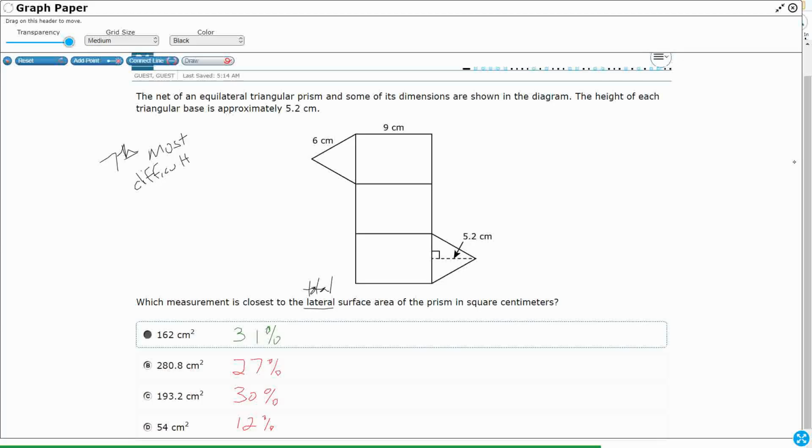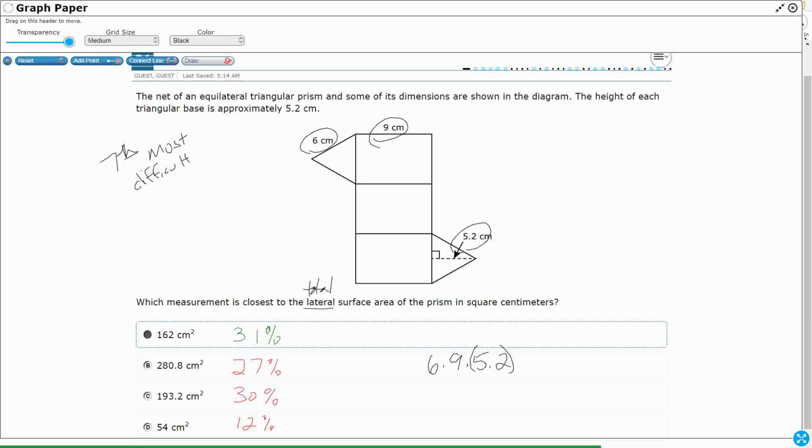And right, so if we have anyone choosing B, that 280.8, basically what we're doing here is we're just taking all three of our numbers. We're almost acting as if we're finding the volume, even though that wouldn't technically be the volume. And we're just multiplying, right? 6 times 9 times 5.2, right? That's going to get you your 280.8.